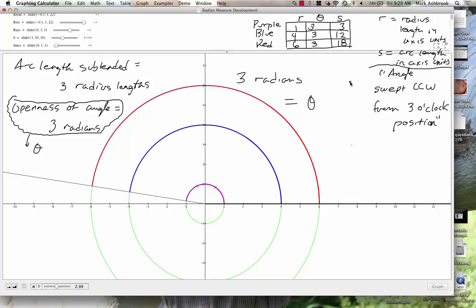Okay, so we see a pattern emerging. How can we then relate R, theta, and S? How can we make a relationship of R, theta, and S? Matt wants to do that. S equals theta R. Is that right?